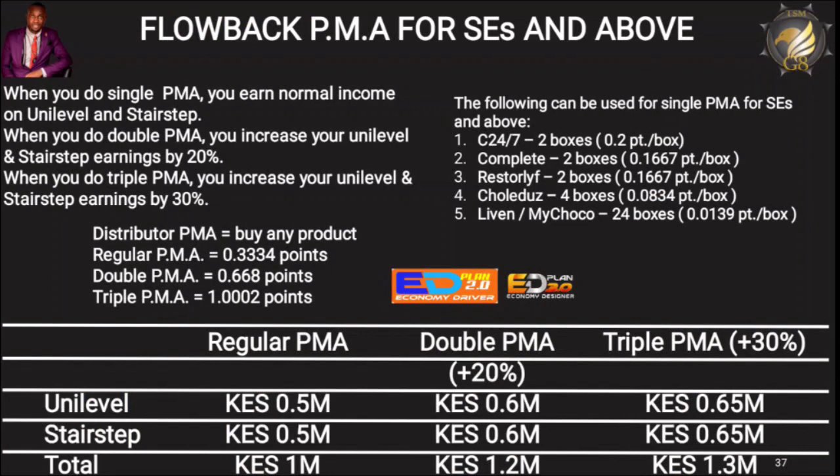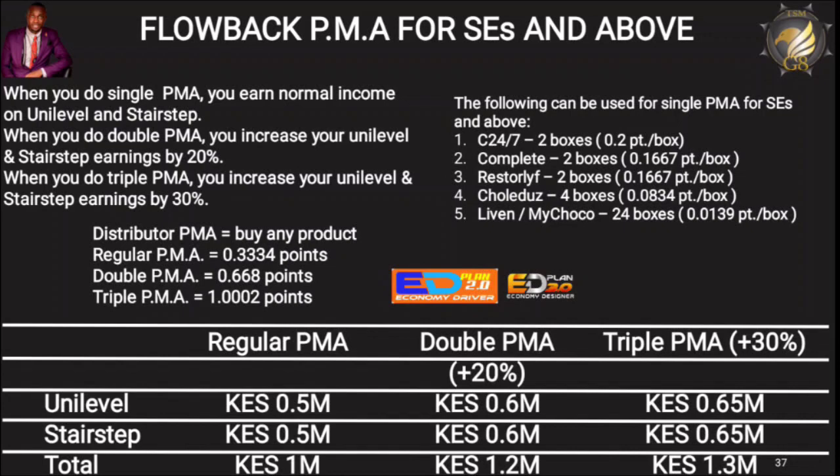Also, PMA increases your income. There is something we call doing single PMA, double PMA, and triple PMA. Single PMA is also called regular PMA. Let's read here. When you do single PMA, you earn normal income on Unilevel and stair-step. When you do double PMA, you increase your Unilevel and stair-step earnings by 20%. And when you do triple PMA, you increase your Unilevel and stair-step earnings by 30%.